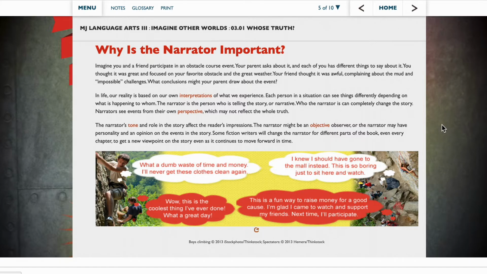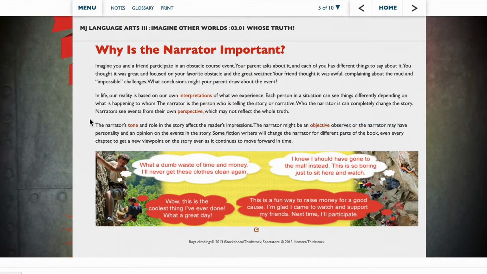In life, our reality is based on our own interpretations of what we experience. Each person in a situation can see things differently, depending on what is happening to whom. The narrator is the person who's telling the story or narrative. Who the narrator is can completely change the story. Narrators see events from their own perspective, which may not reflect the whole truth.